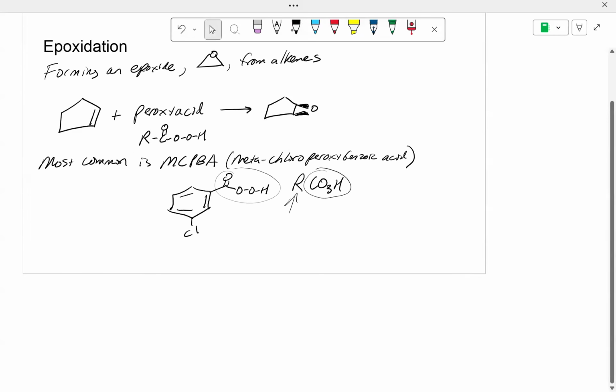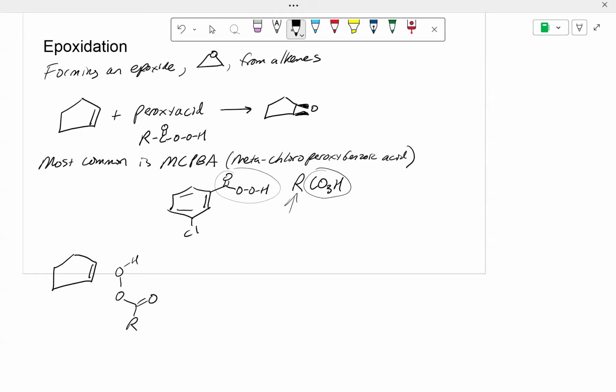All right, and let's take a look at the mechanism for epoxidation. So I'm going to draw the peroxy acid in this way. And I'm using R here just to really make it shorthand. And so this is a concerted addition of that oxygen. And this is the oxygen here that's going to get added to the alkene.